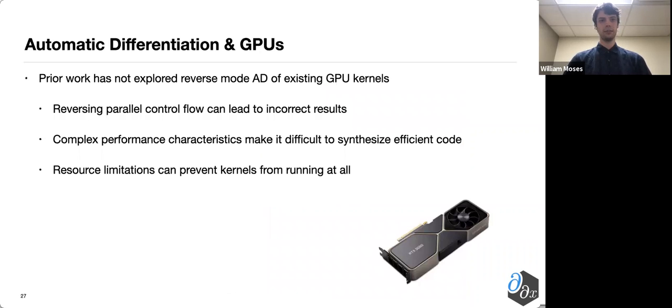From here, the next big question we tackled is how can we use automatic differentiation on GPUs? So it turns out that this has been a historically quite hard problem and that prior work has not been successful of getting reverse mode AD of generic existing GPU kernels. And this is fundamentally for 3 reasons. The first of which is doing a naive reversal of that parallel control flow can lead to incorrect results from races that are created. The second reason is that the complex performance characteristics of the GPU itself make it quite difficult to synthesize efficient code. And the generalization of this, in which there are more precise resource limitations on the GPU in contrast to the CPU, can even stop the generated code from running at all.